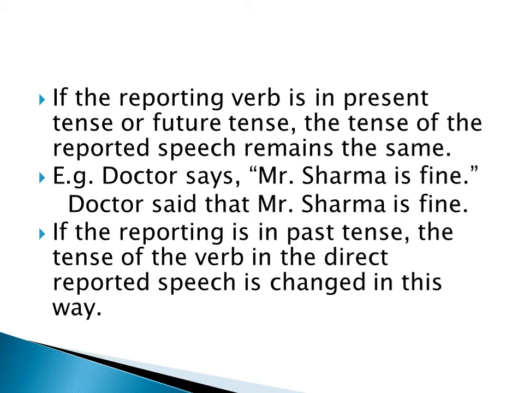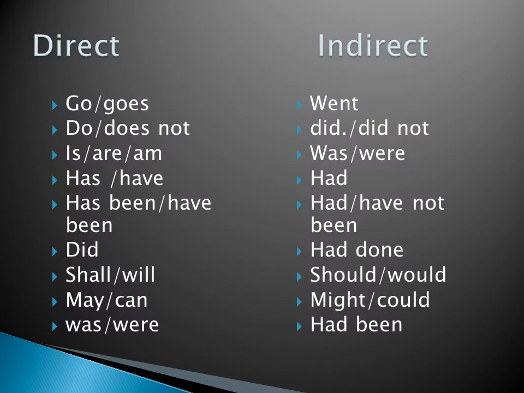Now as we move on, if the reporting verb is in past tense, the tense of the verb in the direct reported speech is changed in this way. Now you can see two columns are there, direct and indirect. These words are given in a sentence, and this is how we have to convert them when we do indirect speech. Like if go or goes is there in a sentence, then when we convert into indirect speech, it becomes went. Few words are there, you can go through it.